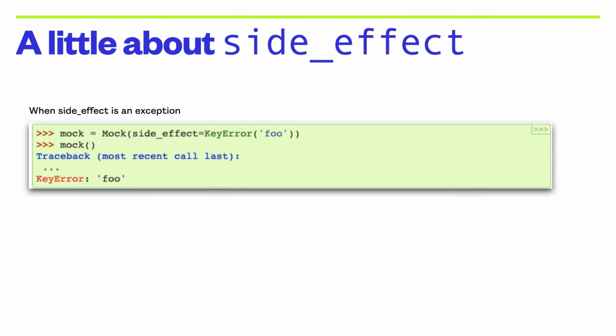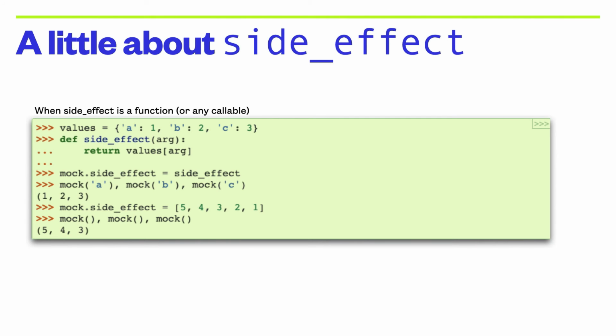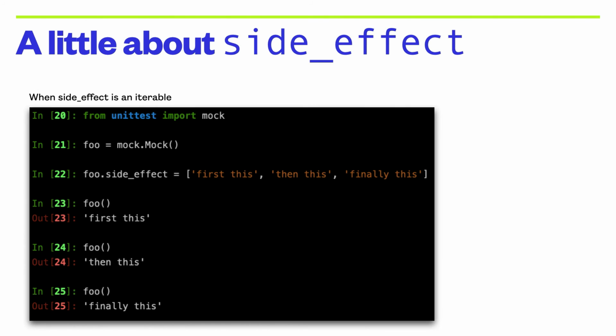And a little more about side effect. If you see here, I create a mock object with the side effect as a KeyError. So when I call that object, it gives me a KeyError. This is how I can play around with side effect. Side effect can also be a function which returns some value for a particular key based on some dictionary. If I call mock on key A, it will return 1. If I call mock on key B, it will return 2, and so on. And if it's an iterable, like a list containing 3 strings, first this, then this, finally this, and I call them one by one, it will return the items in that list.